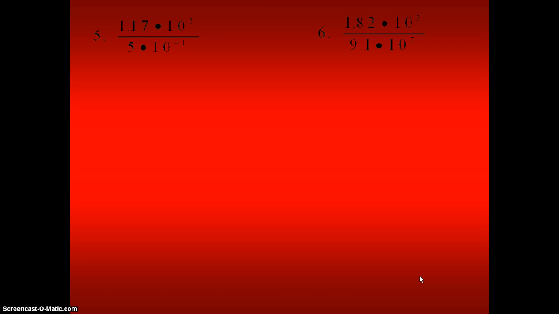Alright, so let's do 5 and 6. Divide those first numbers, 1.17 divided by 5. And then you're going to subtract those exponents. So we got 0.234 times 10 to the third power. And oh, we got a problem here. This is not in between 1 and 10.